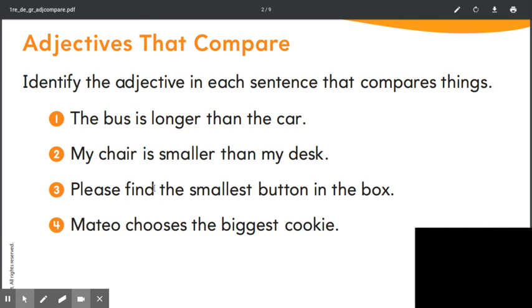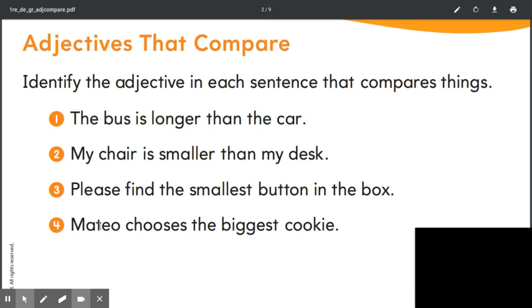Number 3, please find the smallest button in the box. Okay, adjective, smallest. It compares all the buttons in the box, which is more than two. So we're going to use EST because it has more than two letters. Small is the base word. EST is the ending. Smallest is the adjective.